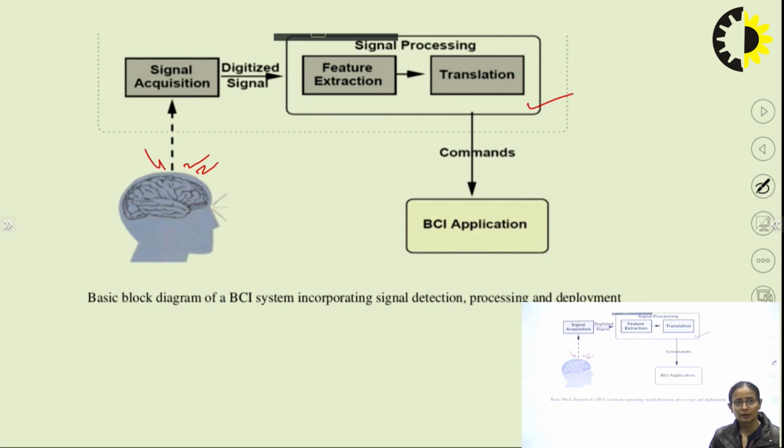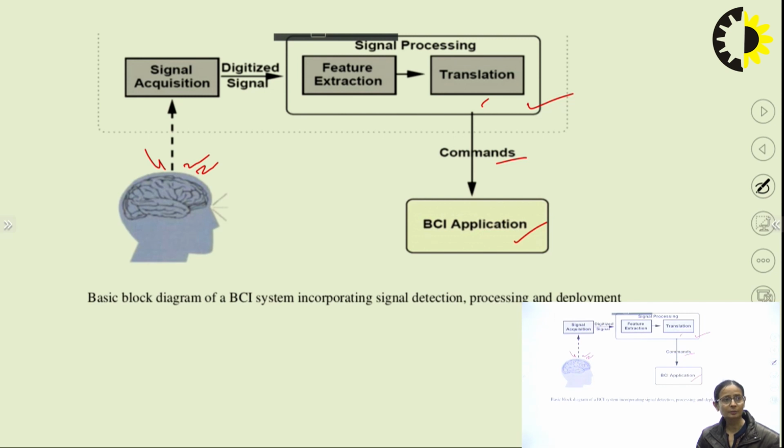After that, the translation produces commands, and these commands which have been translated during the signal processing phase are sent to a BCI application interface, and there certain kinds of actions can be performed depending upon what kind of brain signals have been trapped.